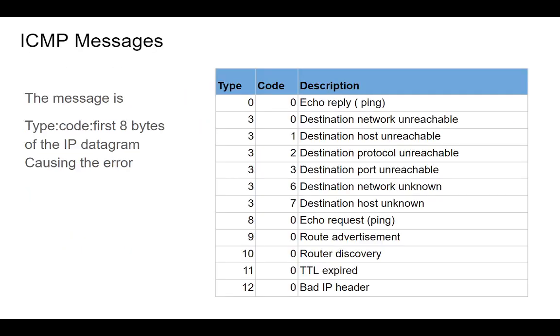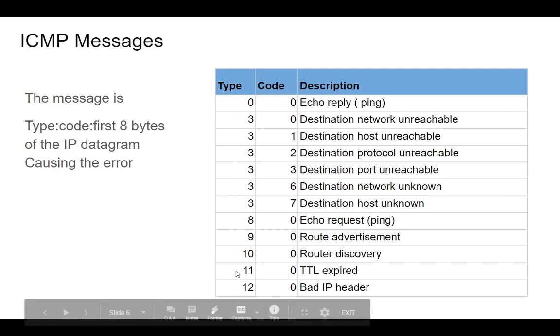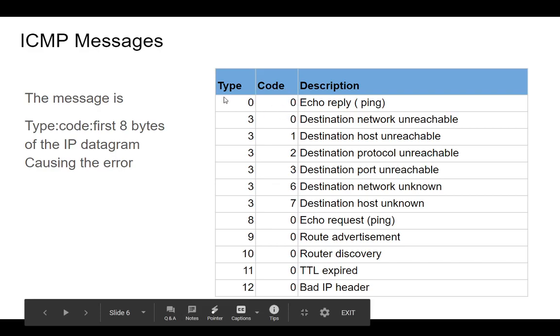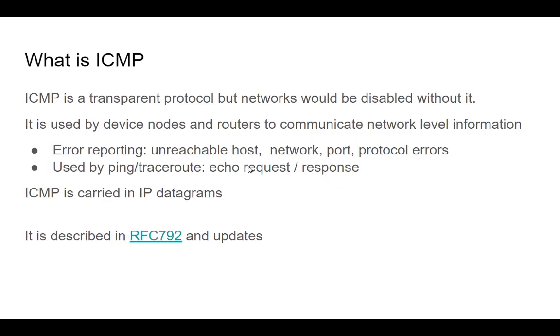ICMP messages are very, very simple. The message contains some of the header information, and then we have the type, and then the code. These types and codes differentiate the kind of message, and then the body contains the first 8 bytes of the datagram causing the error.